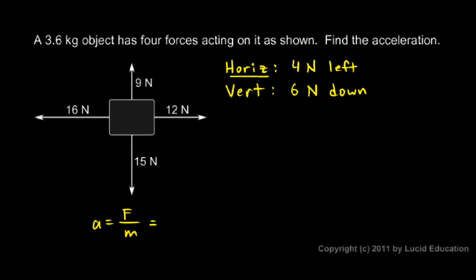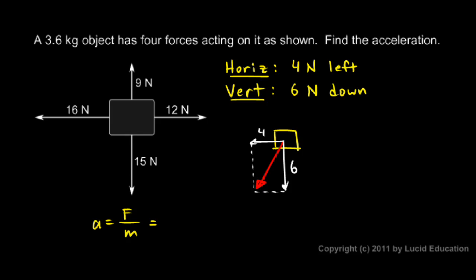I have to consider the horizontal and the vertical independently, and when I do, I get one result for the horizontal net force and one result for the vertical net force. So I can draw the mass and draw just those 2 forces acting on it. 4 newtons to the left and 6 newtons down. And so the net force will end up being down and to the left.